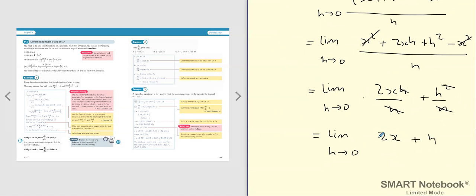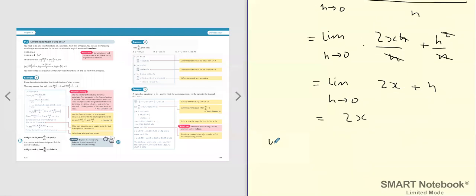At this stage, all we're doing is replacing h with 0. h is so small that it is insignificant. So this then becomes 2x. And that is why if y equals x squared, dy by dx equals 2x. This is actually the process of differentiation from first principles. What we have learned, to multiply the power down and take one away from the power, is a shortcut to doing it from first principles. Does that make sense?